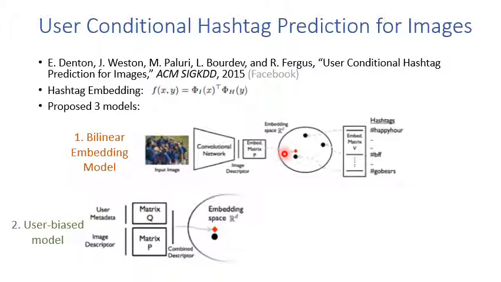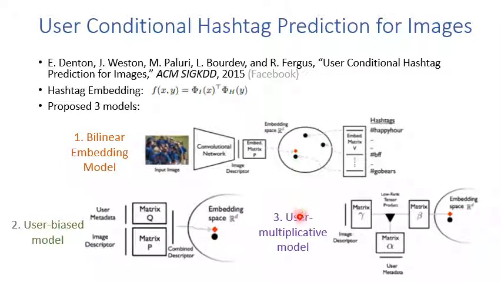This is the first model. The second model adds the user bias or user information. This is because usually the user has their own preference of hashtags, right? So the user will tend to use the same hashtags. So it will be useful to add the user information, the user profile. So they concatenate the user profile matrix with the image features, and then transform it into the embedded semantic space. It's called the user bias model by the authors.